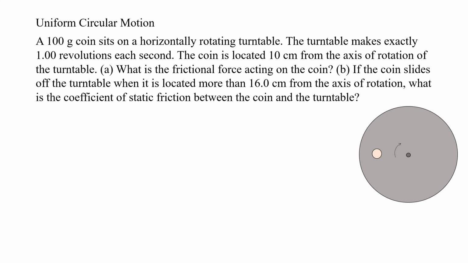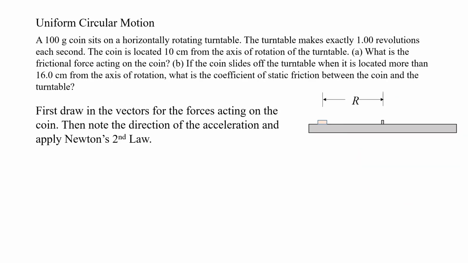All right, now again, we're going to apply Newton's second law, so we need to draw a free body diagram. The best way to do this is to look at the thing from the edge instead of from the top down. So now the diagram shows the turntable with the coin from the edge view. The coin is located at a distance r from the axis of rotation of the turntable. Now we're going to draw in the force vectors that are acting on the coin.